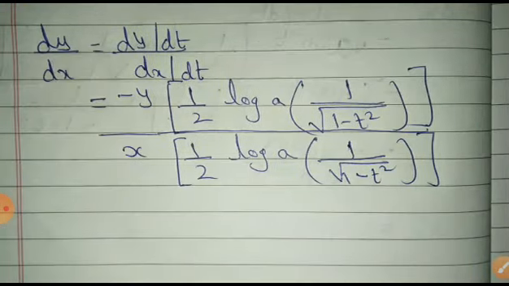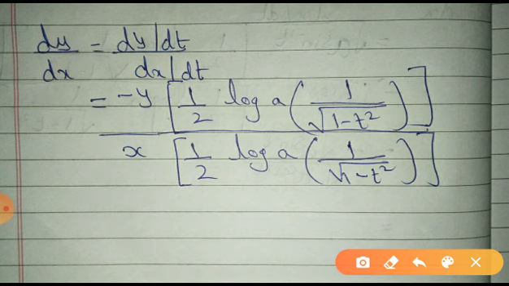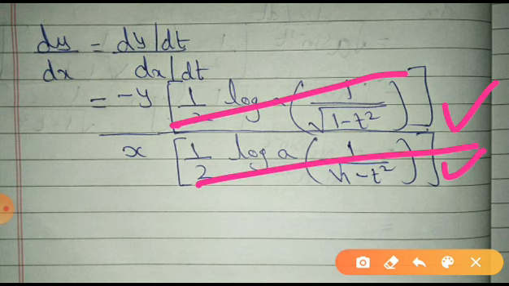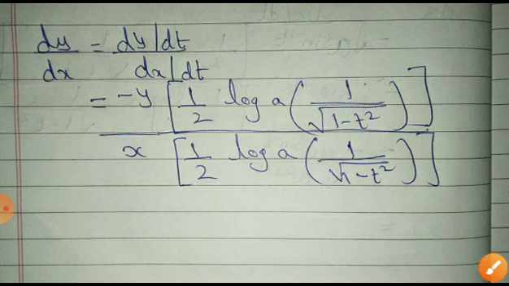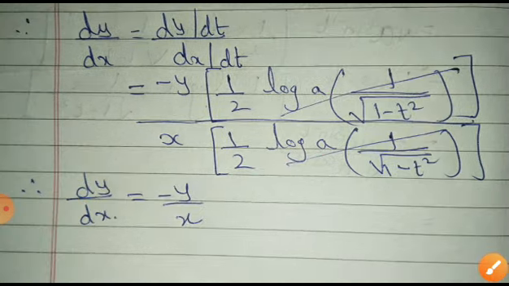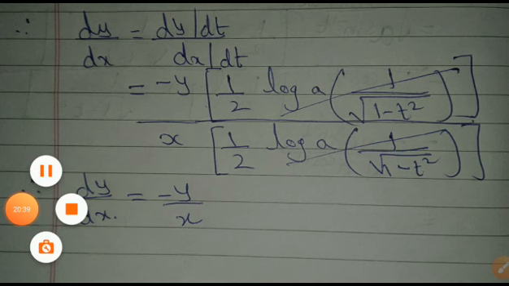Then dy by dx will be dy by dt by dx by dt. Just substitute the values. Both are the same, so it will be cancelled and you'll get the answer as minus y by x. And that is what we needed to prove. Hope this is clear to you. Okay, so parametric form is clear to you. Thank you.